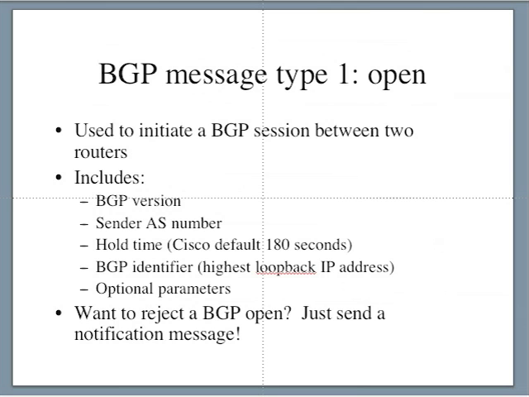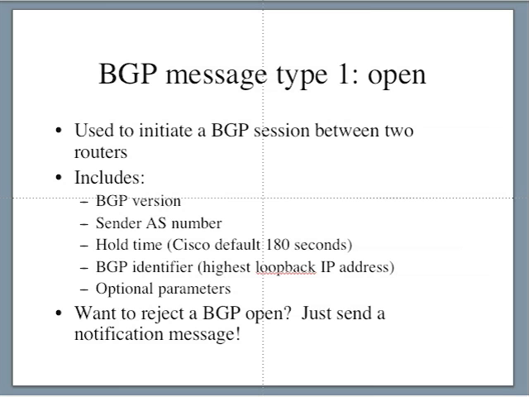The open message includes the BGP version, the sender's autonomous system number, and the hold time, which is how long the BGP session will stay up if it does not receive a message. The Cisco default is 180 seconds, so if a BGP session does not receive any type of message within 180 seconds, then it's assumed to be a failure and it shuts down. It also includes the BGP identifier of the sending router, which is generally the highest loopback address, if there is a loopback address, and optional parameters.